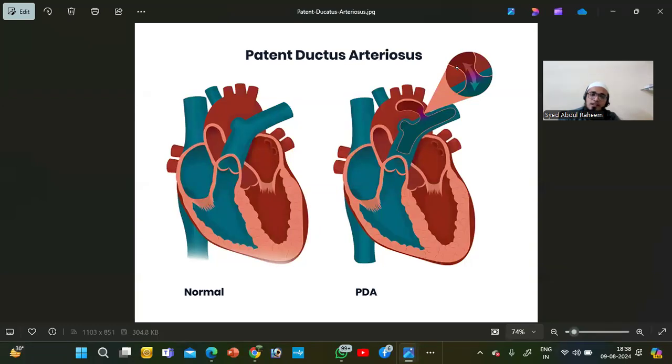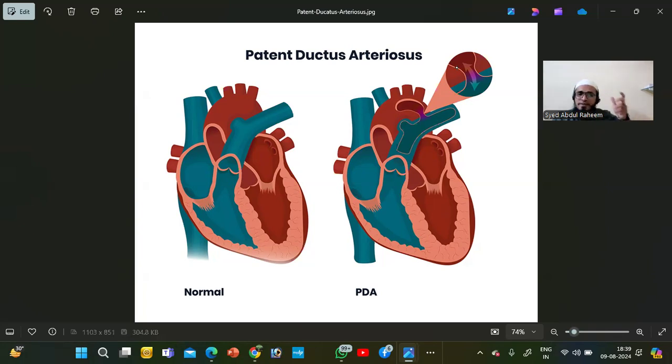These are the valves. Okay, these are the valves. You can see, this is the pulmonary artery. The pulmonary artery will send the blood to the lungs. So this is the aorta. So what will happen here? Breakdown of the pulmonary artery, and it will connect to the aorta.